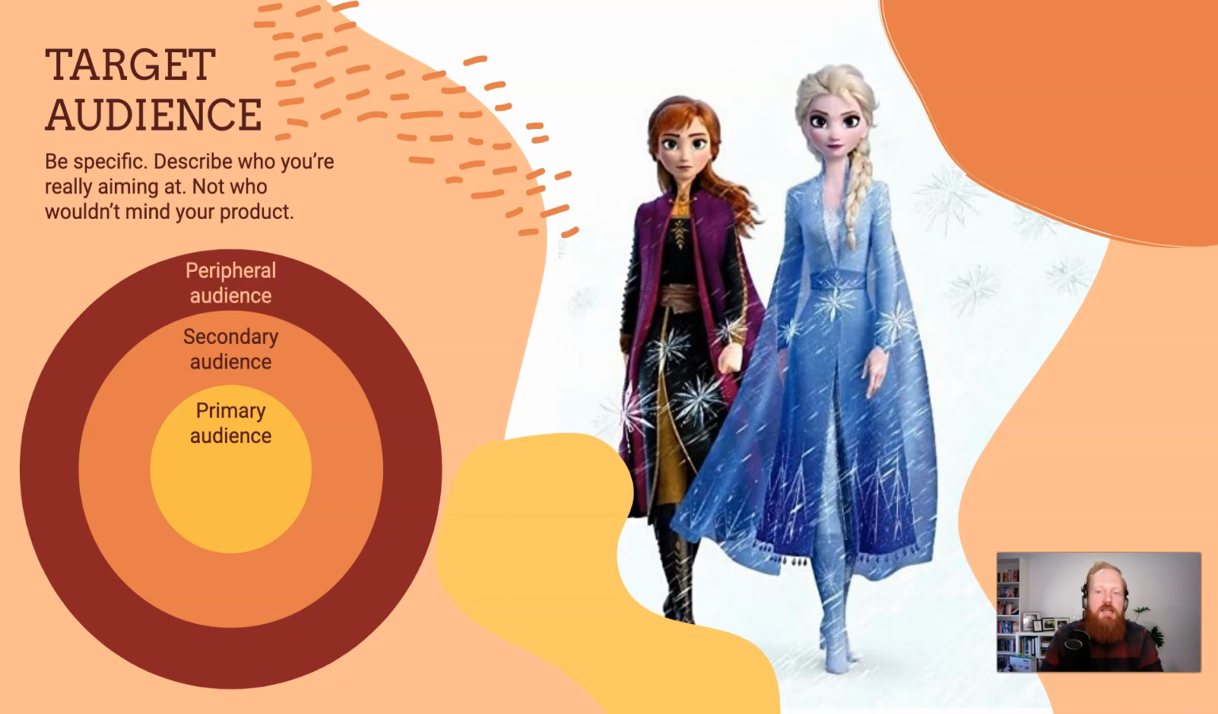And then finally, on the real outskirts is your peripheral audience. So they're people who might actually see your product but wouldn't necessarily be interested. And so to give you an example, we can look at the film Frozen 2, where their primary audience would be girls aged 5 to 9.